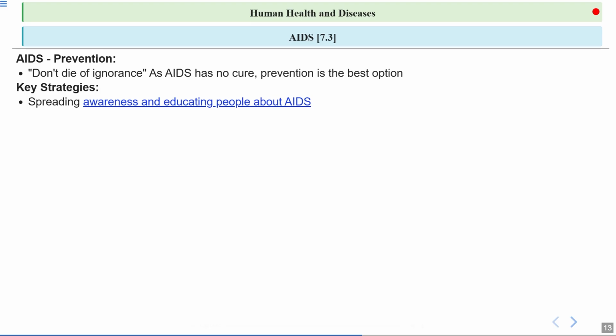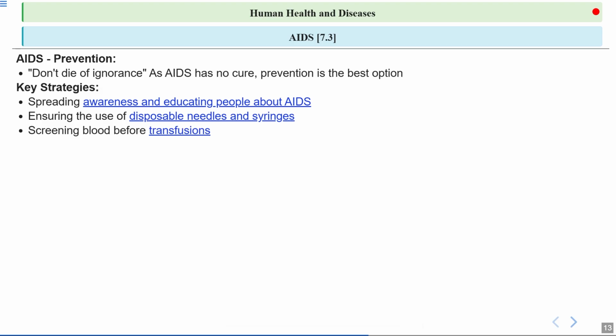First, spreading awareness and educating people about AIDS is like putting up warning signs before a dangerous curve in the road. Next is ensuring the use of disposable needles and syringes. Think of it like using a new toothbrush instead of sharing one. Reusing needles can transfer the virus from one person to another person.